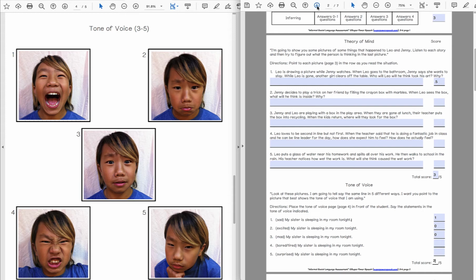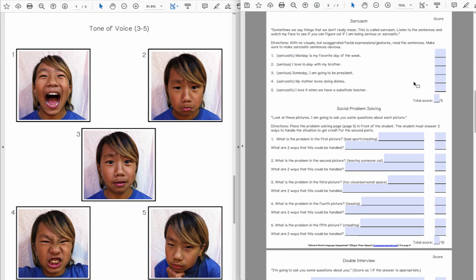I put that in tone of voice. Next is sarcasm. Now, there's really no pictures for this. So sometimes I will actually just turn everything over so that the student can't see. I'm going to describe what sarcasm means. Sometimes I'm even going to give an example beforehand because it's just really useful for some kids to know what you're talking about. And then I'm going to go through and say these sentences in the way that's indicated.